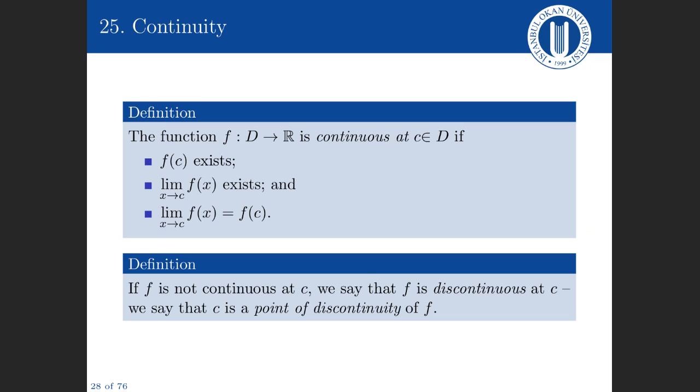Let me be more precise. A function is continuous at some point c if these three rules hold. We need f of c to exist. We need the limit as x tends to c of f of x to exist. And we need these two numbers to be the same. If a function is not continuous at a point c, then we say that the function is discontinuous at c. And we say that c is a point of discontinuity of f.